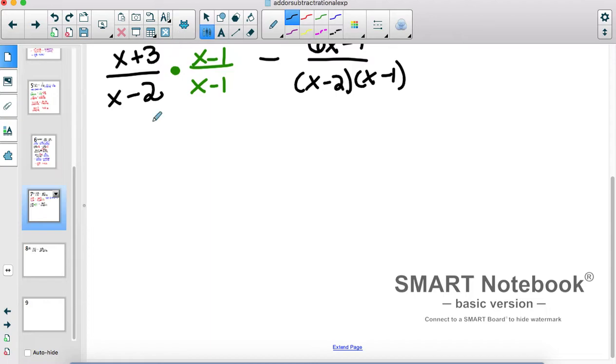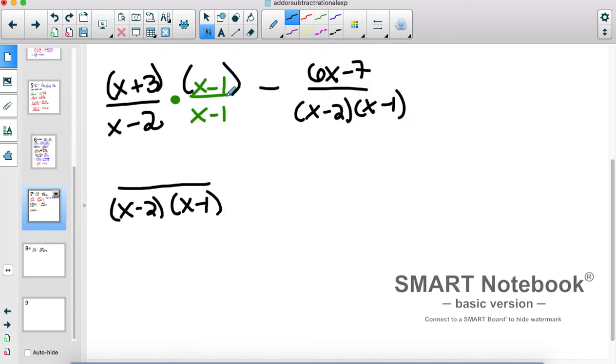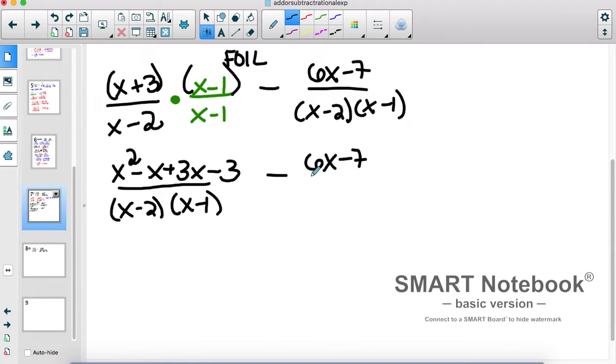Okay, so that first fraction, let's combine. The denominator is (x - 2)(x - 1). Up top is going to take us a little bit more work. We have to FOIL this. First, x times x is x squared. Outer, x times negative 1 is negative x. Inner, 3 times x is 3x. And last, 3 times negative 1 is negative 3. We'll take care of that in a little bit. Let me rewrite the second part.